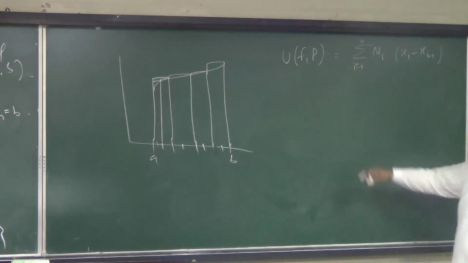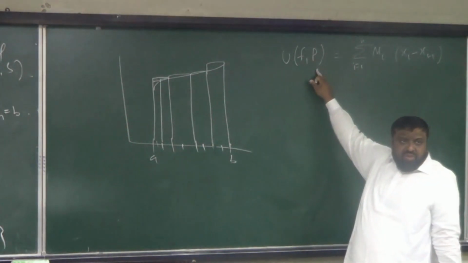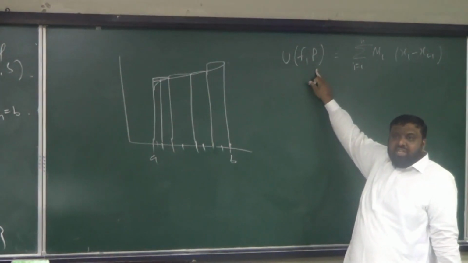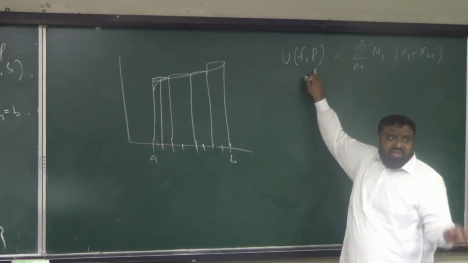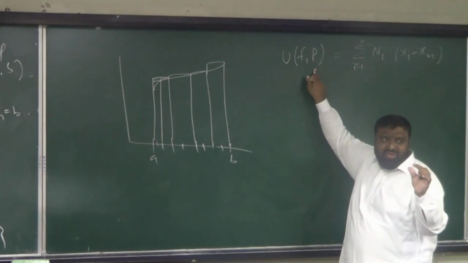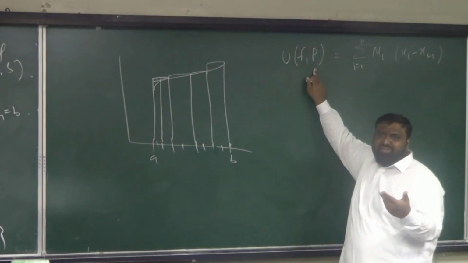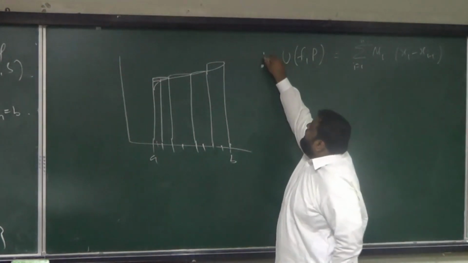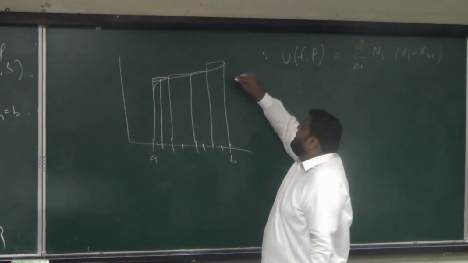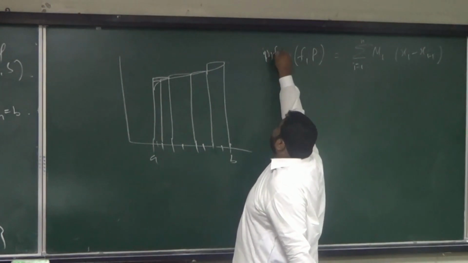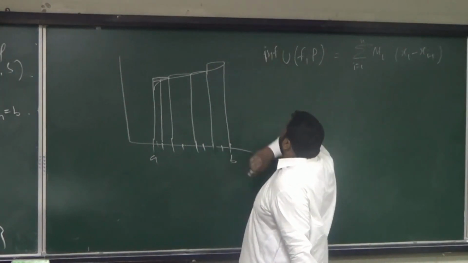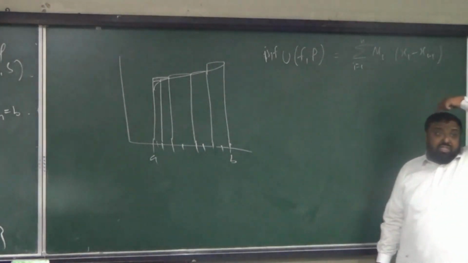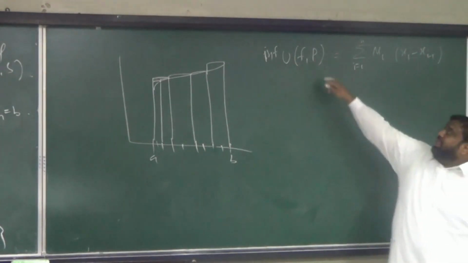Now I can have lots of partitions of this basically. You're going to see which of the partitions is giving me the minimum area, which is going to be our minimum error obviously. Okay. What would be the infimum of these U(f, P)? So f is fixed actually, so now you are taking the infimum over the partitions.